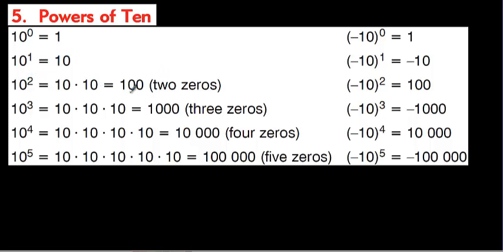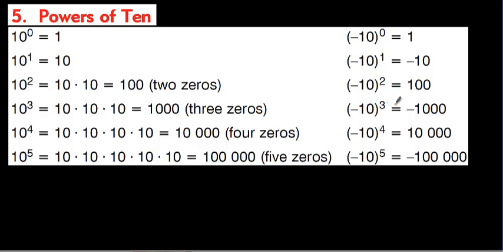If the power is 2, there are 2 zeros here, and if the power is 3, there are 3 zeros here, and we are calculating like that. And for the negative powers of 10, we are going to check first the power. If the power is odd, the number is negative. If the power is even, the result is positive.